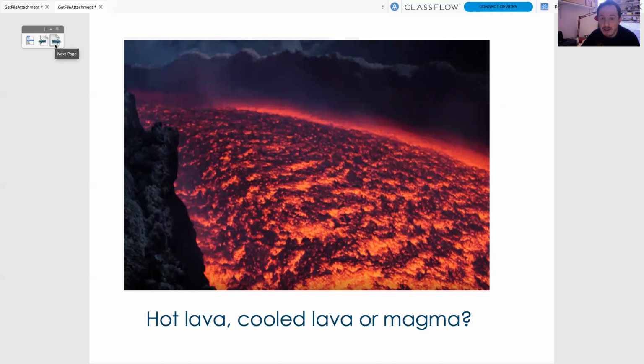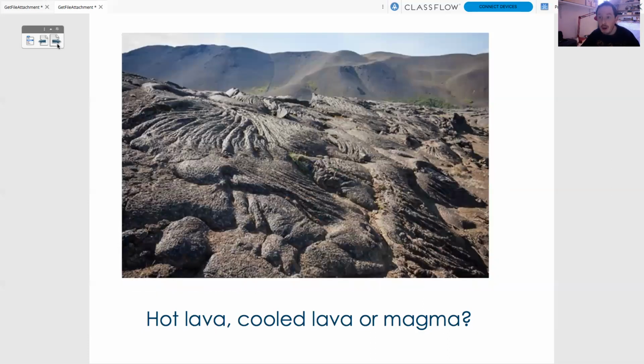Well, this is actually an image of Mount Etna erupting, and down the side of Mount Etna is pouring this rather boiling hot looking stuff. So let's rule out cooled lava because we can see it's hot. Now, it's above ground, so it's not magma, is it? So that must mean it's hot lava. Hot lava! Don't go swimming in there. Whew, be dangerous. Right, okay. Let's move on. Hot lava, cooled lava, or magma?